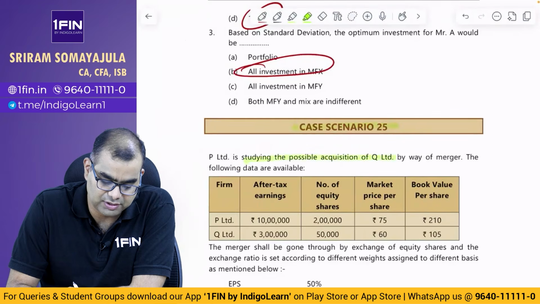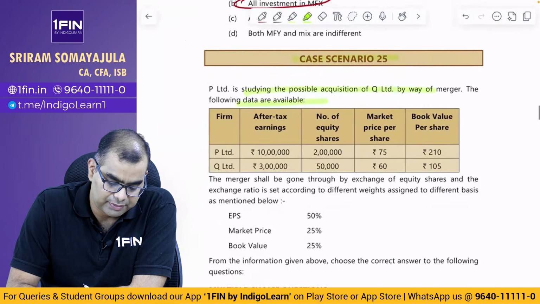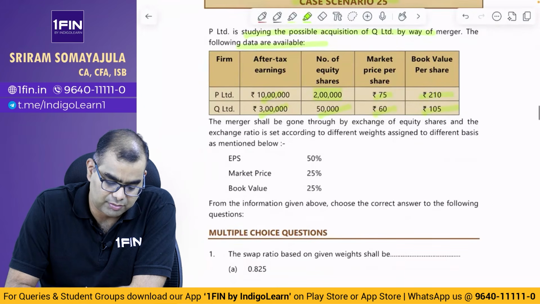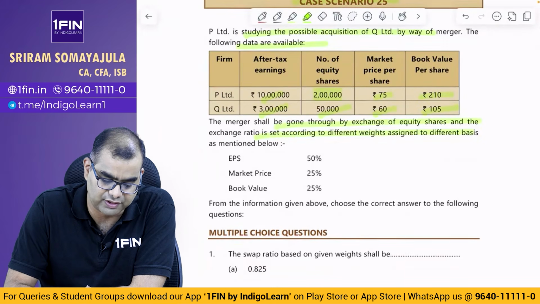Case scenario 25. P Limited is studying the possible acquisition of Q Limited by way of a merger. The following data are available. P Limited: PAT 10 lakhs, 2 lakhs shares, market price 75, book value 210. Q Limited: PAT 3 lakhs, number of equity shares 50,000, market price 60 and book value 105. The merger shall be done by exchange of equity shares and the exchange ratio is set according to weights assigned to different bases as mentioned below: on EPS, on market price and book value. From the information given above, choose the correct answer to the following questions.